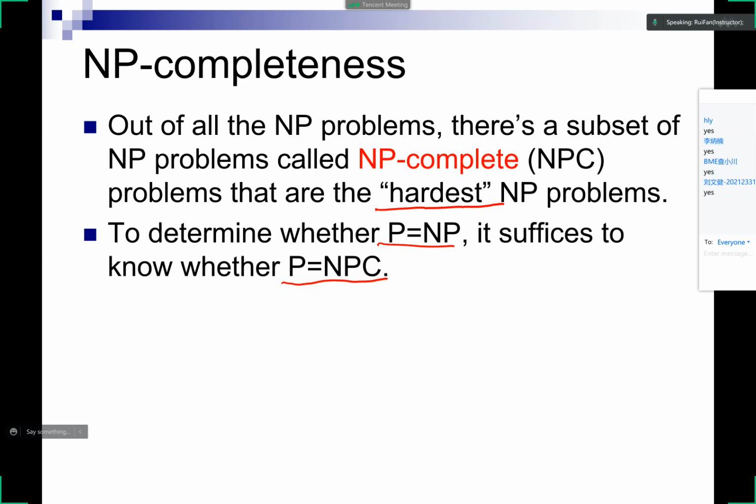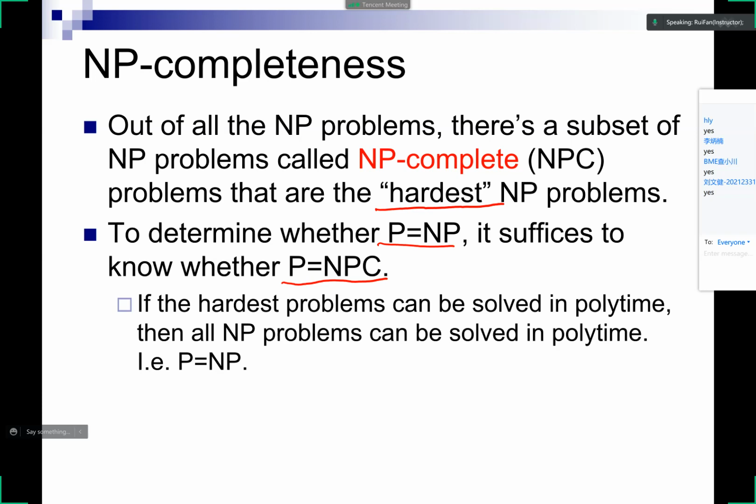So by studying these NP complete problems, we don't have to study such a large set of NP problems. There are many, many, many NP problems, and NP complete is a subset out of all the NP problems. So we can now just focus on this smaller subset of problems. This is why we're interested in NP complete.